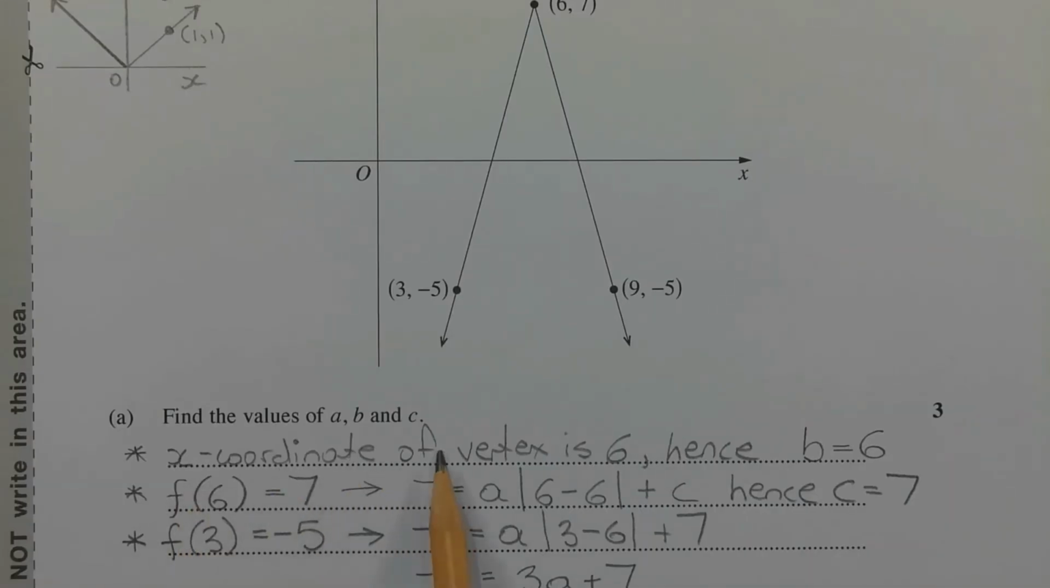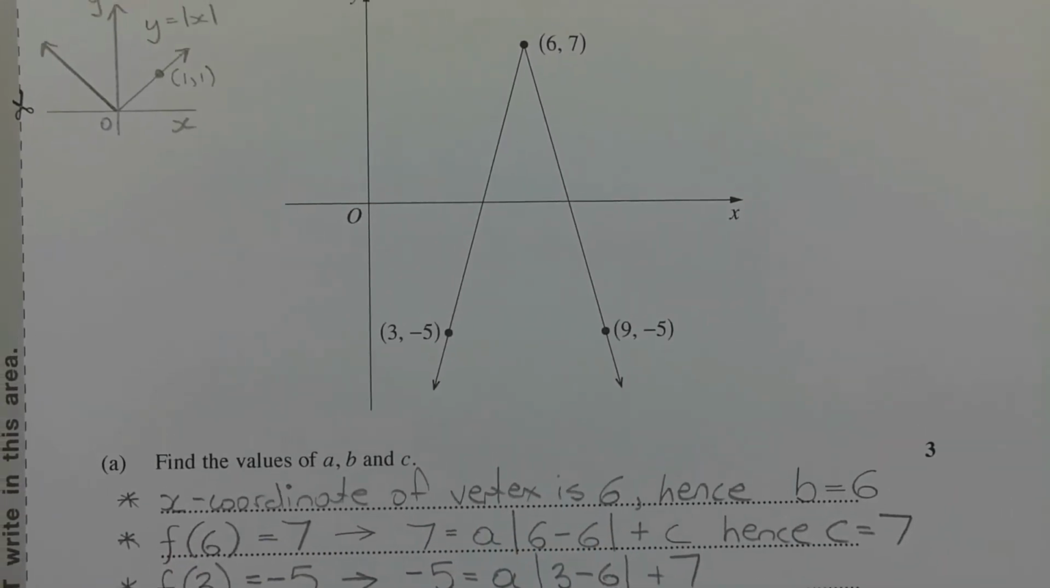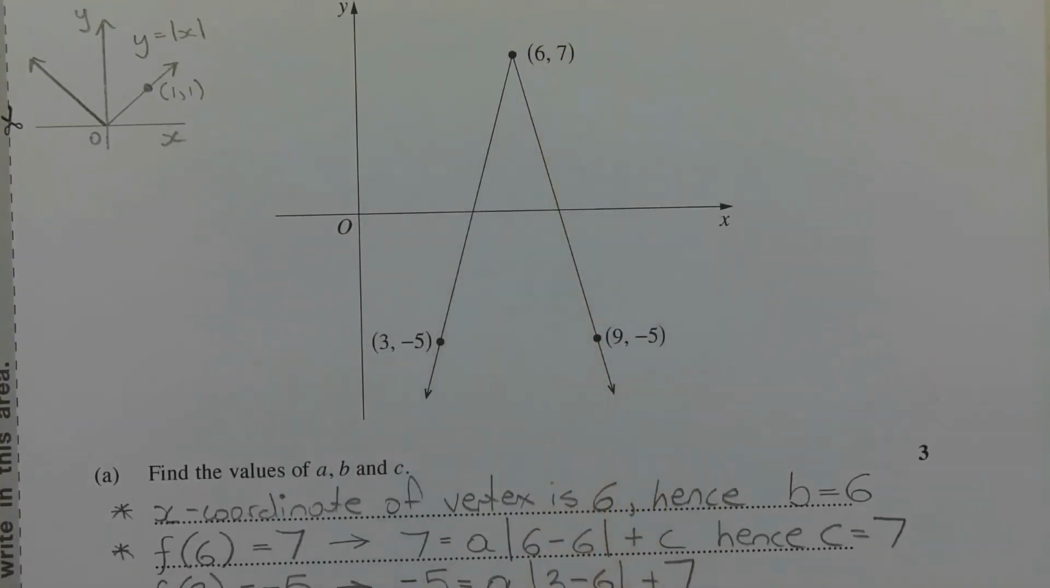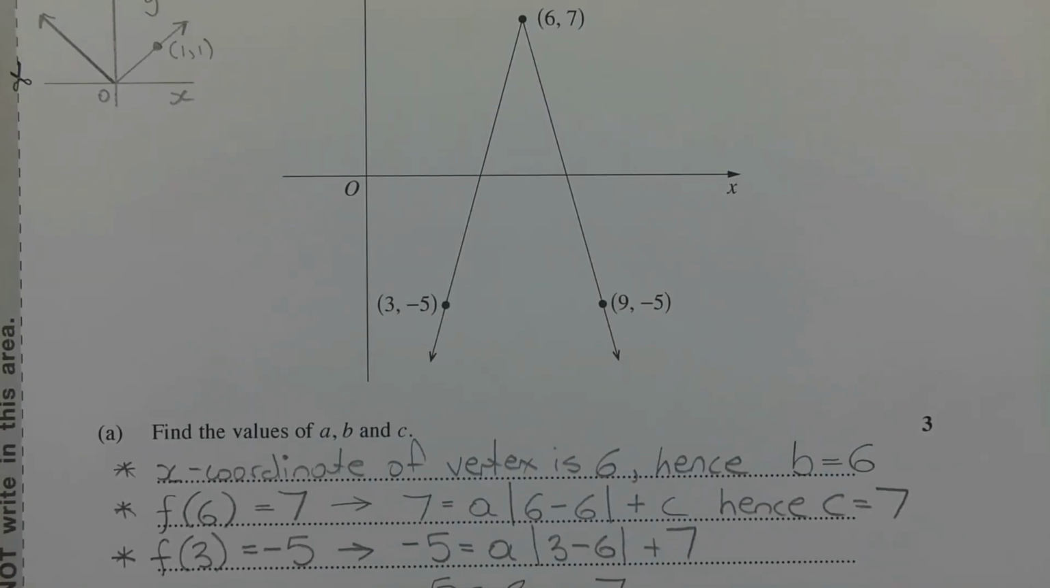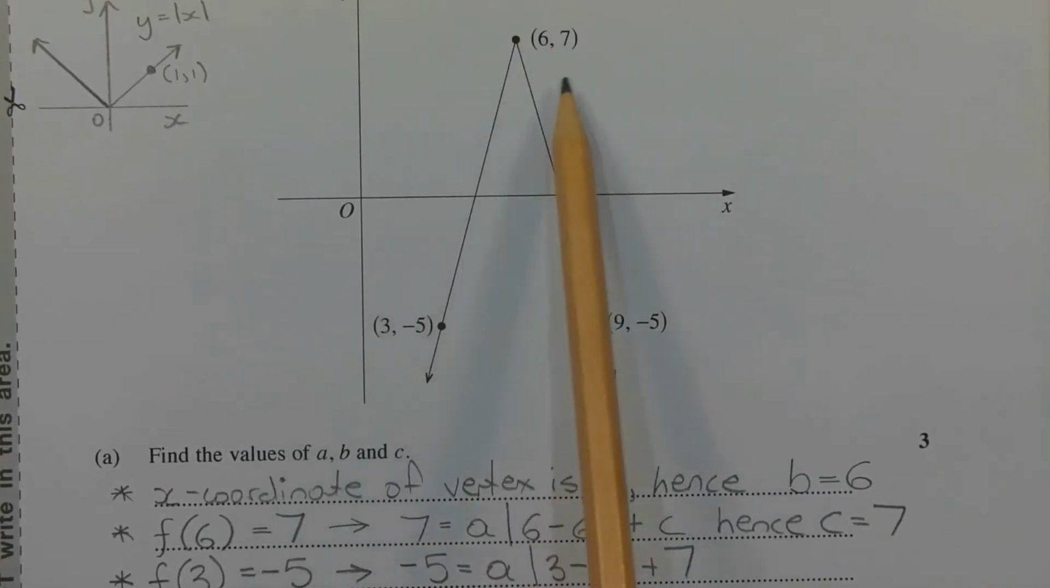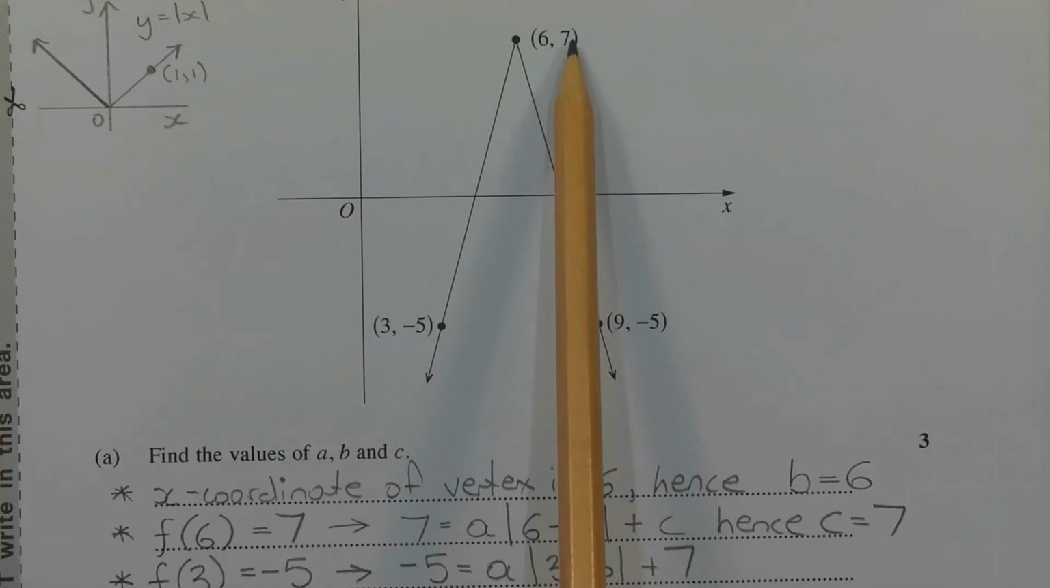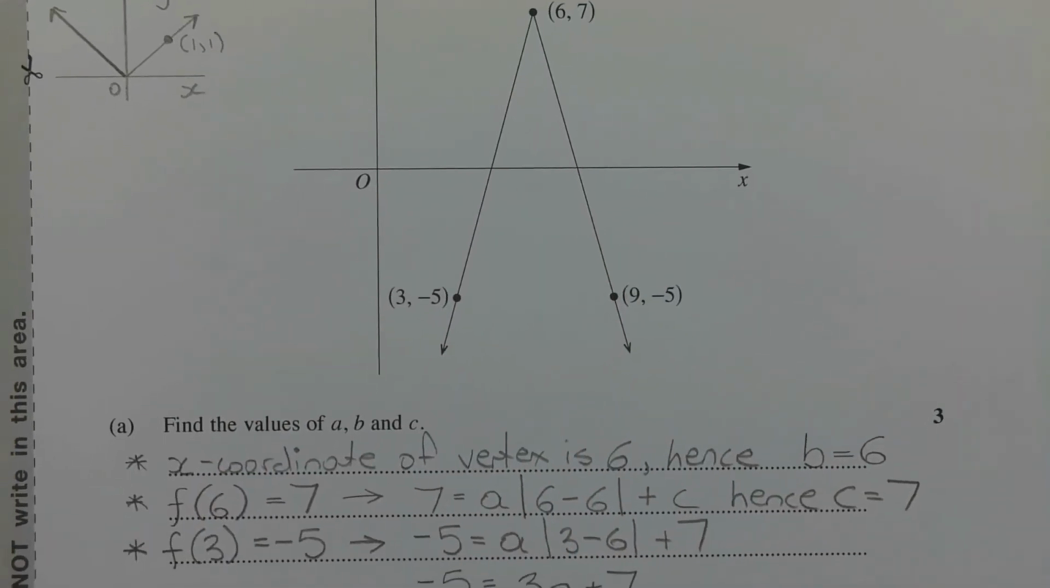Now the x-coordinate of the vertex has moved from the origin to 6. And that's given by the x-coordinate here. Hence, b equals 6. Now referring back to the vertex, the y value is 7. In other words, f of 6 equals 7. Now we know the value of b, it's 6. Now if we substitute x equals 6 into f of x, we'll get 7.